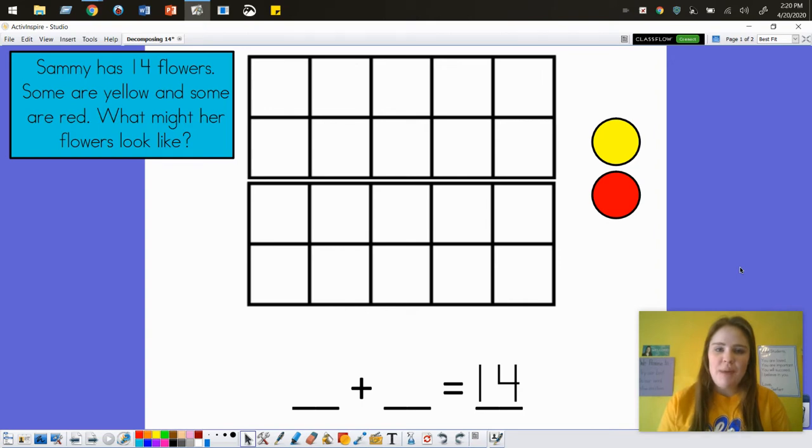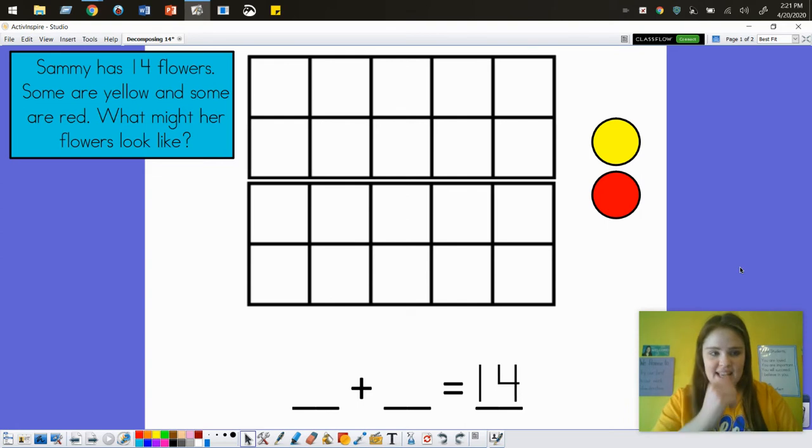Today we're going to talk about decomposing the number 14. To decompose means to take apart. So we know that we can decompose the number 14 into 10 and 4. 10 plus 4 equals 14. But there are other ways that you can decompose the number 14, or other ways that you can break up the number. So we're going to do that today.